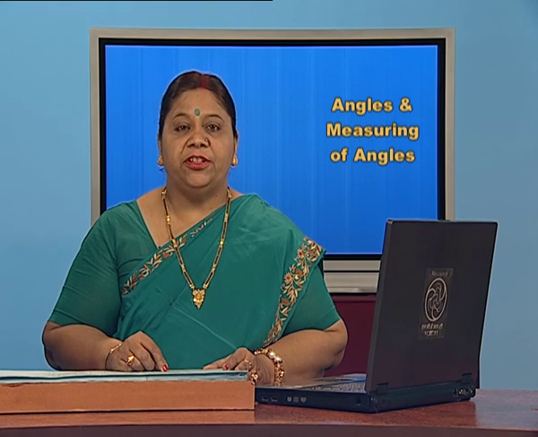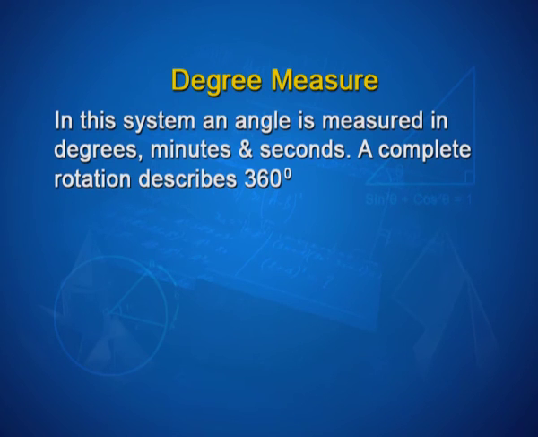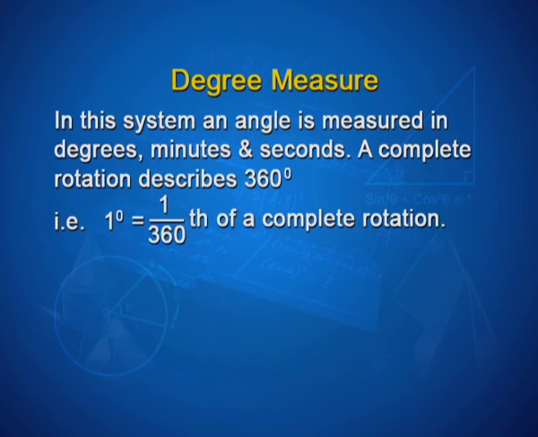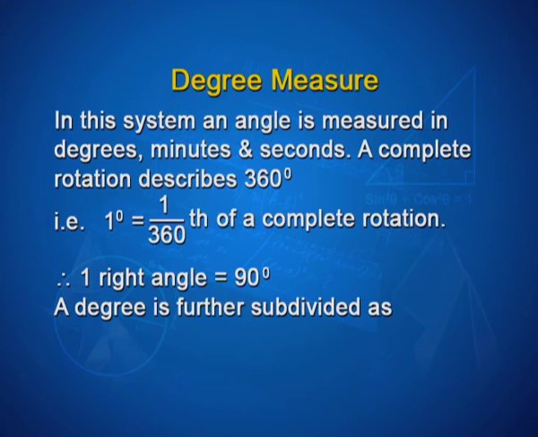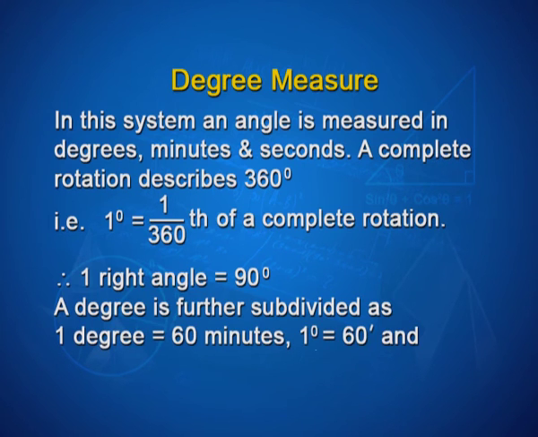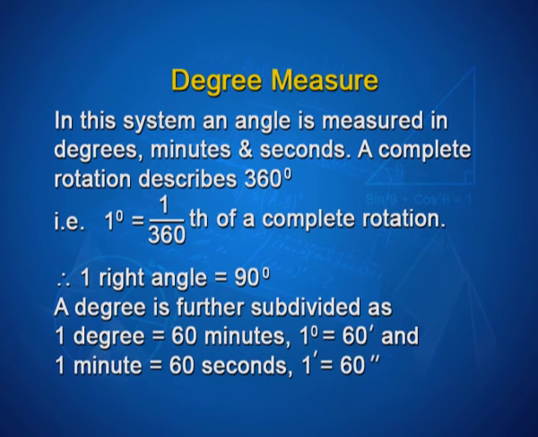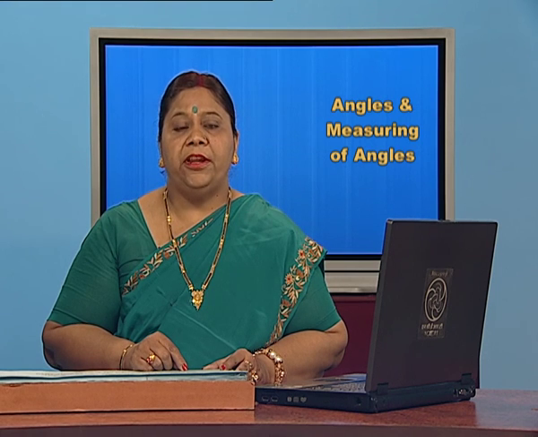Firstly, degree measure. In this system, an angle is measured in degrees, minutes and seconds. A complete rotation describes 360 degrees, that is, 1 degree is equal to 1 upon 360th of a complete rotation. Therefore, one right angle is equal to 90 degrees. A degree is further subdivided as 1 degree is equal to 60 minutes and 1 minute is equal to 60 seconds.